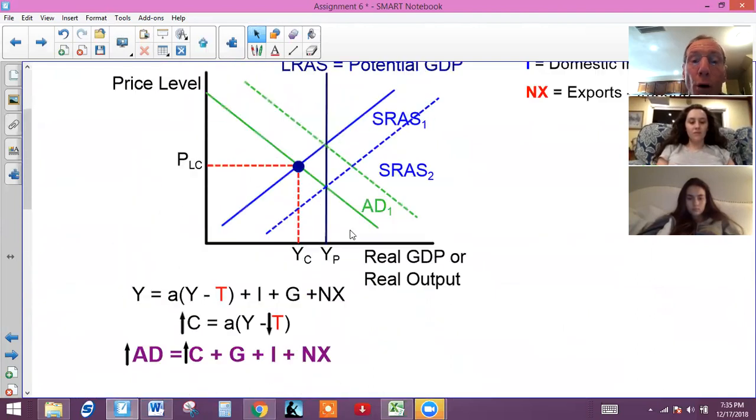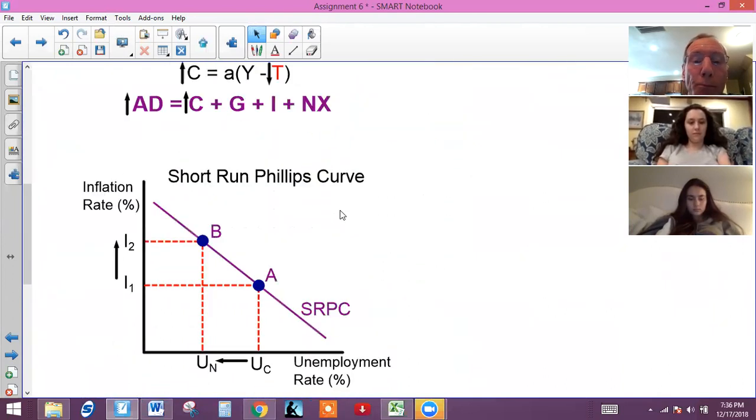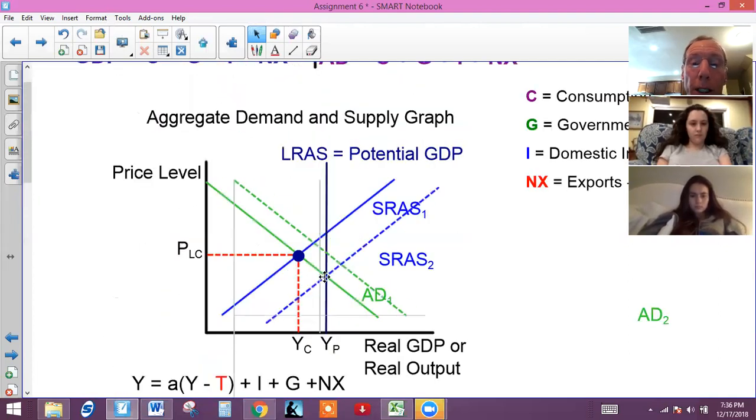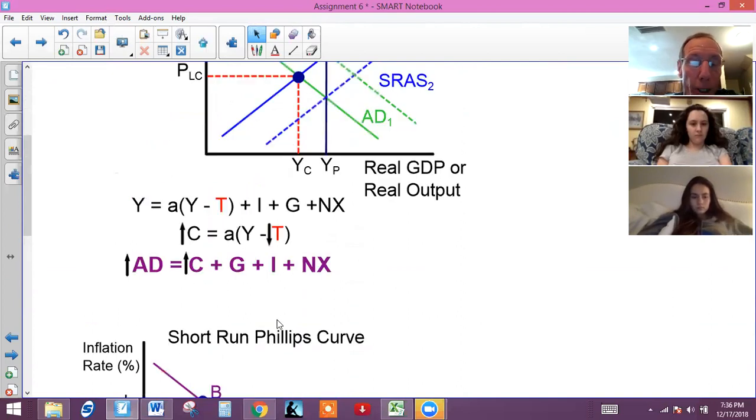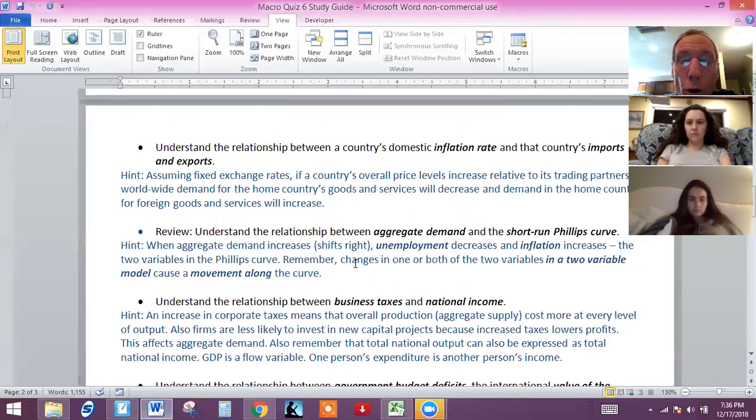Because when we go from here to here, in terms of real output, we gain workers, which means unemployment goes down. So we move from here to here because we're lowering unemployment and raising inflation. It's a shift on one graph and a movement on the other, because they're different graphs. It's important to know the relationships of those two graphs.